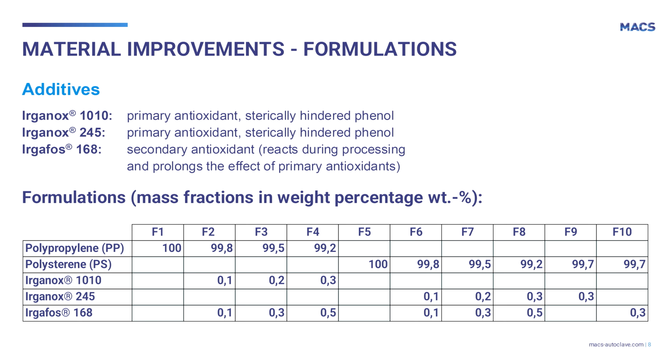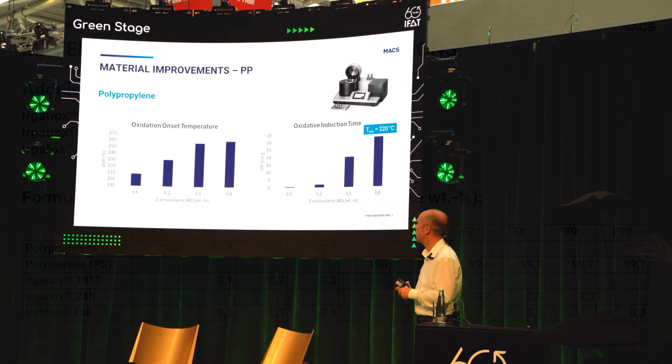What have we done? We did some additivation. We put some additives, mainly antioxidants, into the polymers, and we always had the formulation. This is F1 and F5 with no additional antioxidants. It's just the treated material, and then we had different formulations with different mass fractions and different antioxidants. And let's have a look what happened.